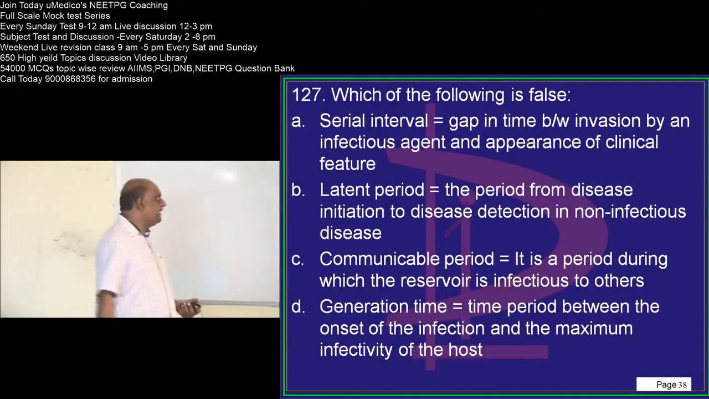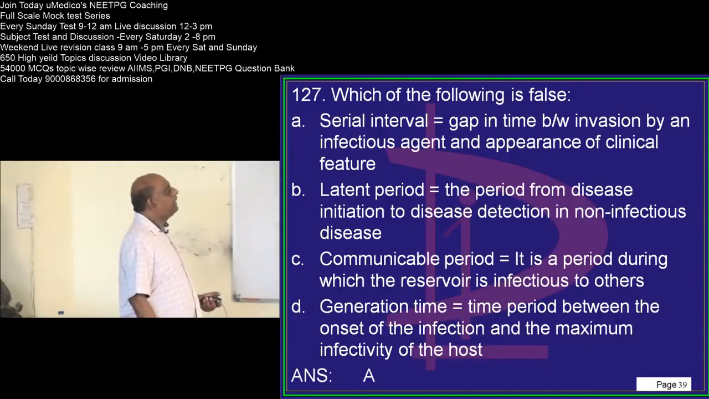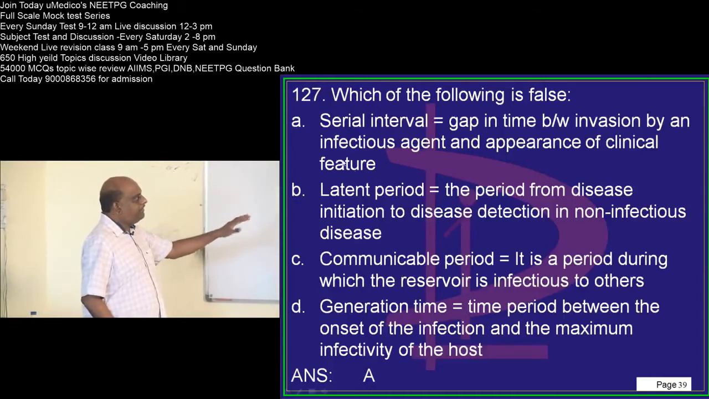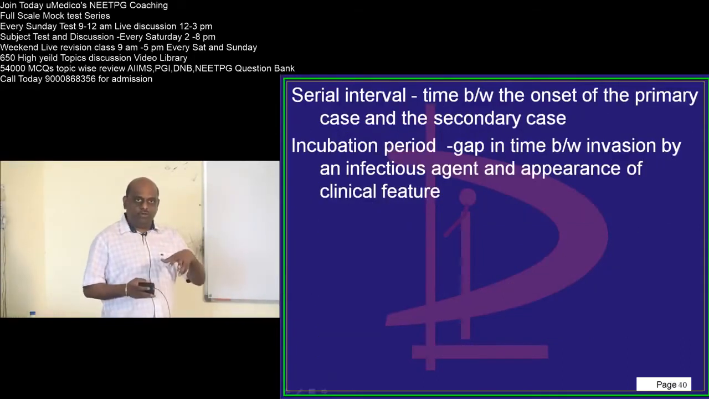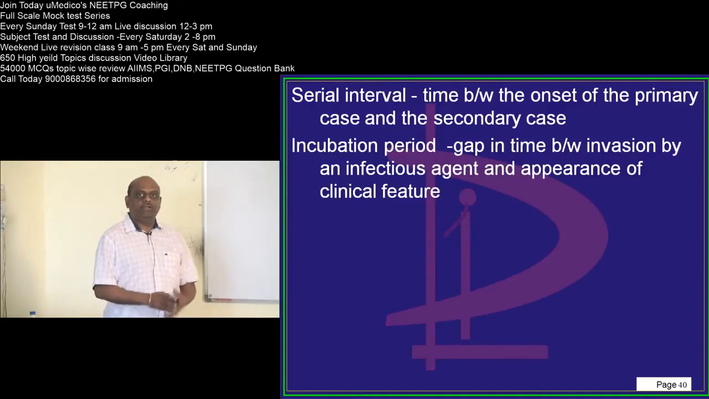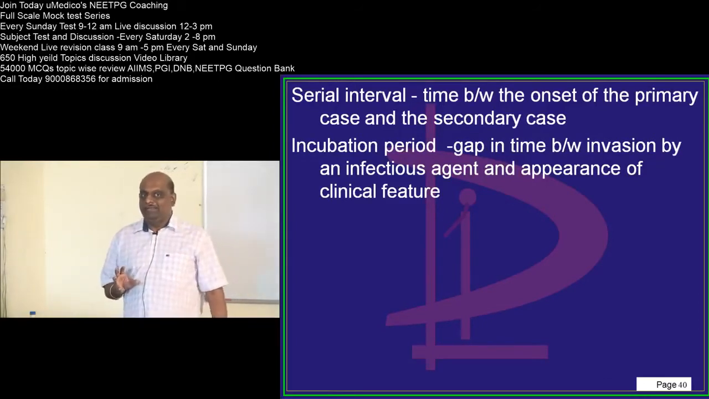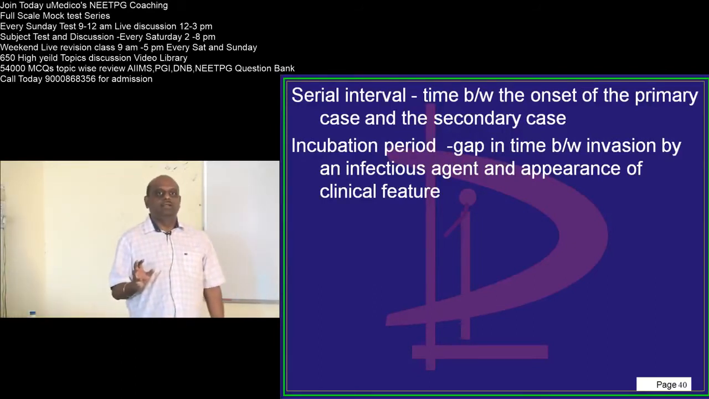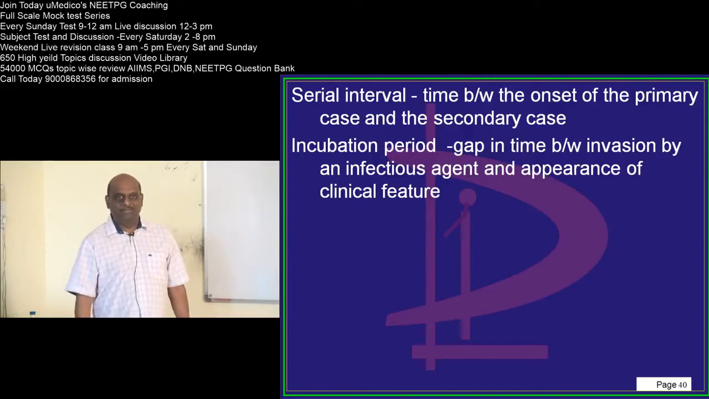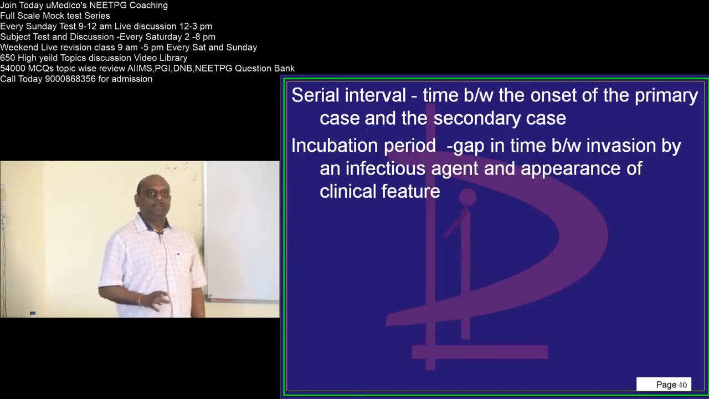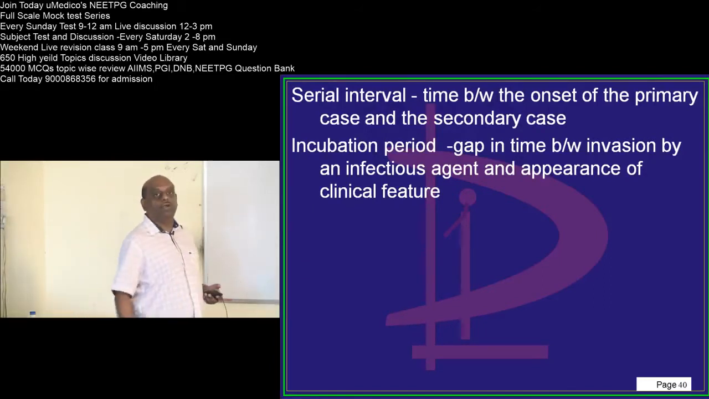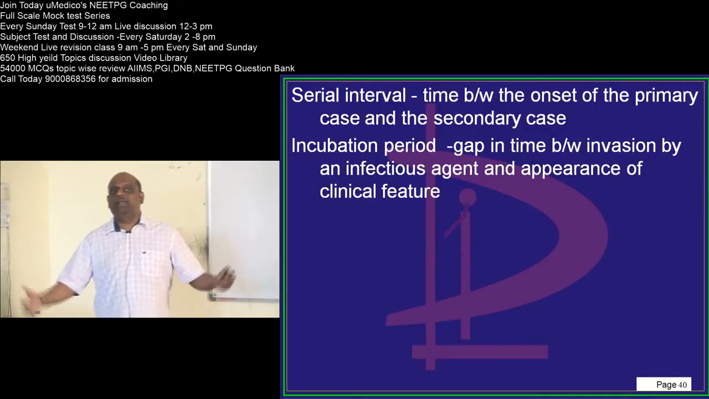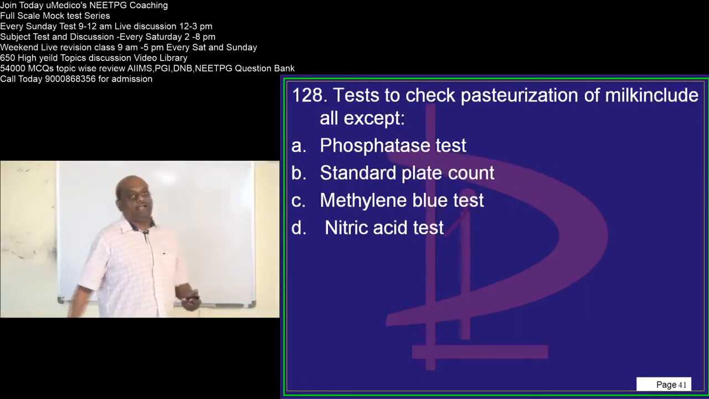Now, what is the definition of serial interval and what is the definition of the incubation period? So, the gap in the time between invasion of infection and appearance of clinical feature is called the incubation period, not serial interval. Whereas between the onset of the primary case and the secondary case: first, Ramu got cold. Then Ramu's sister Parvati got cold. Then Parvati becomes the secondary case. So between Ramu getting fever and his younger sister later on getting the fever, the time interval is basically called serial interval, which is a measure of the communicability of the disease, is what you need to basically understand.